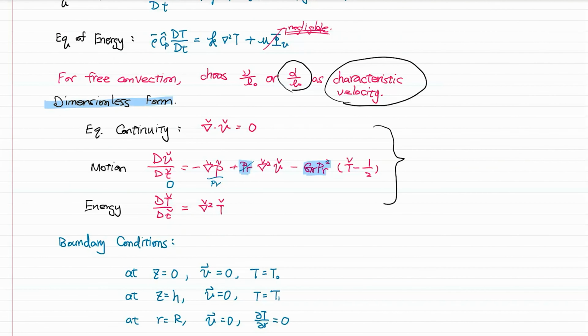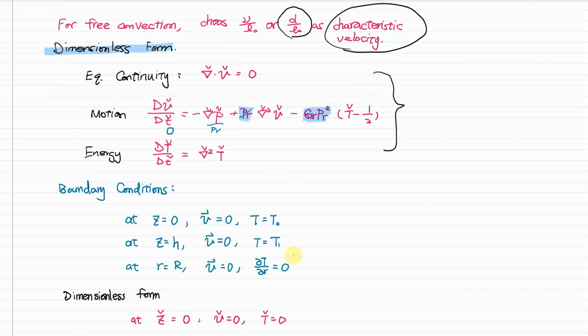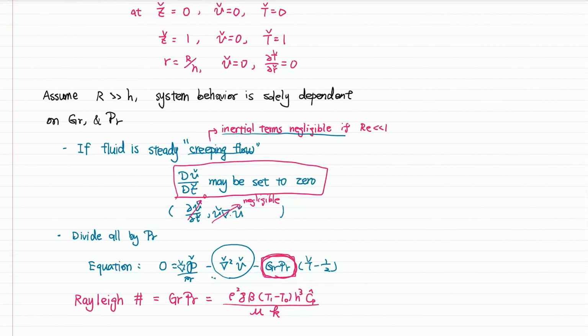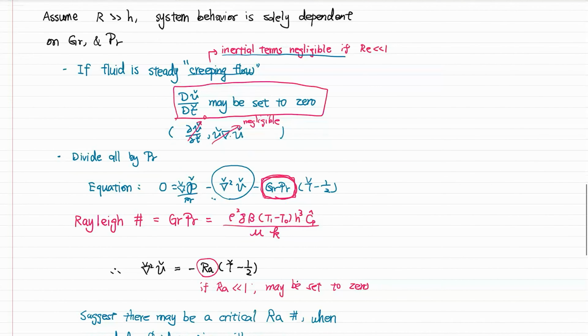Okay? And then we also made an assumption that if you have a steady creeping flow, then the left-hand side of the equation of motion can be set to 0. And the pressure gradient is typically negligible for this type of system. So you end up with a result that the temperature distribution is solely dependent on the product of the Grashof number and the Prandtl number, which is the Rayleigh number. Okay? And what is the Rayleigh number?